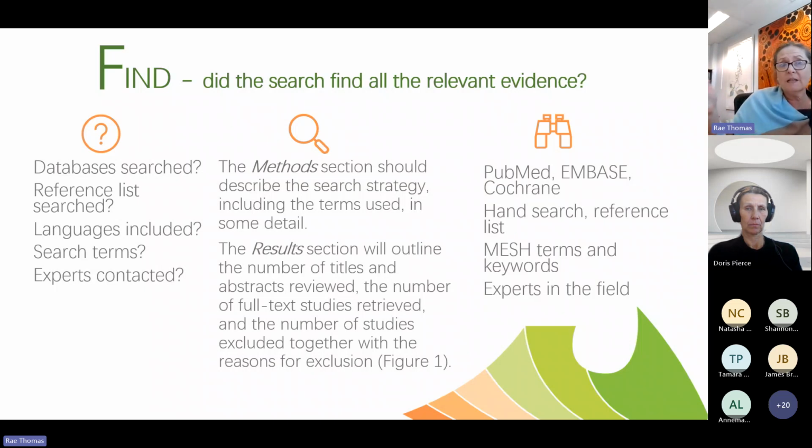Where do I find the information for find? I will mostly find it in the methods and the results section, right? So you'll be clear that when we're looking at critical appraisal, I'm not even reading the introduction, right? Not looking at the introduction.